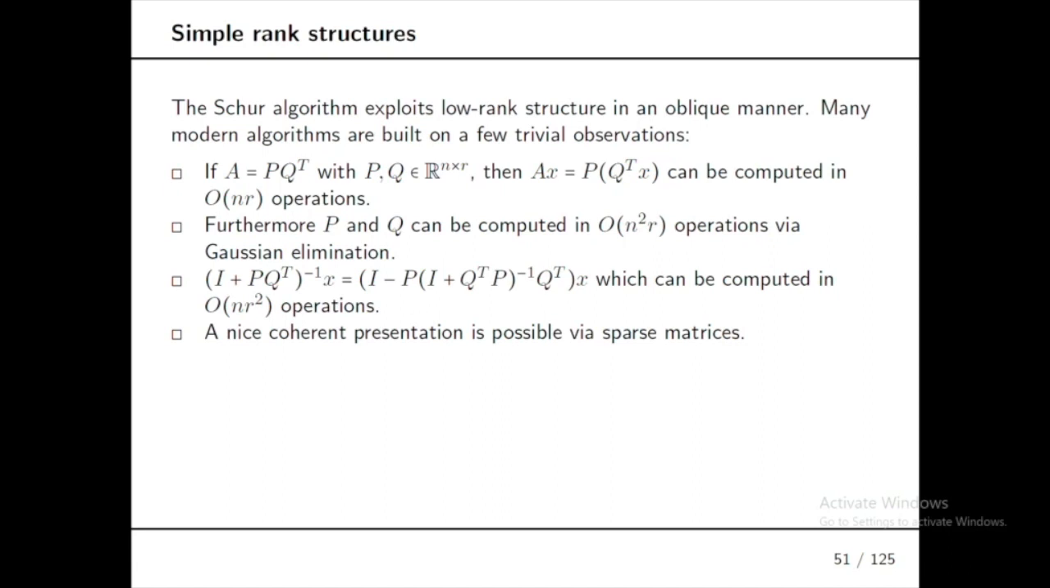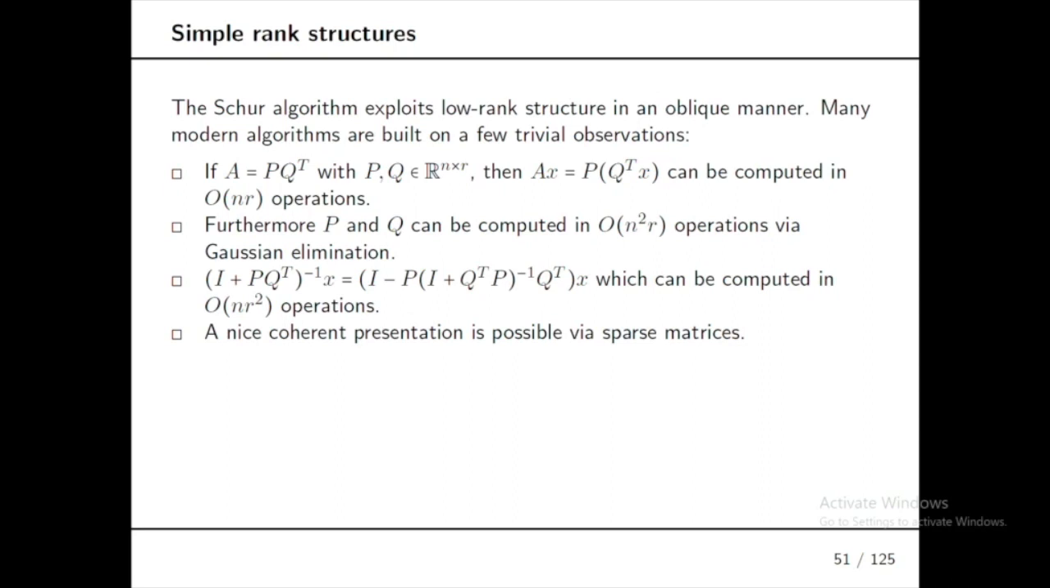Low rank is a very simple thing to use. That's what's nice about it, unlike displacement structure or polynomial structure. A can be written as a product of two low rank matrices P and Q, where P is a skinny matrix with R columns, and Q is the same. Then to multiply A times X, we know you should reorder the multiplication as Q transpose X first and then multiply by P. You reduce the number of operations from n squared to n times R. So multiplying by a low rank matrix is very easy as long as you just move the parentheses around.